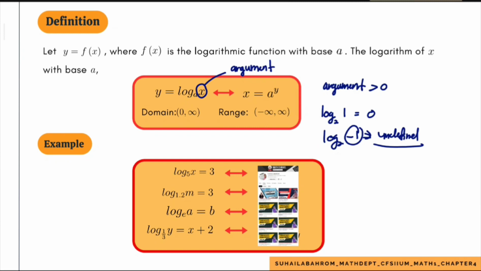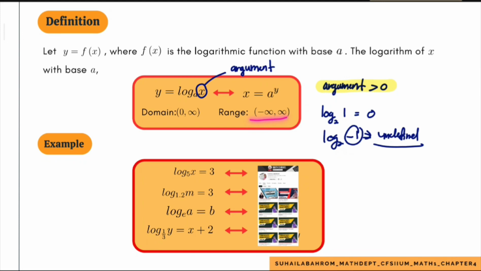So that's why, in general, the argument of a log function, the x term, must always be a positive number. And the range is equivalent to negative infinity until infinity.